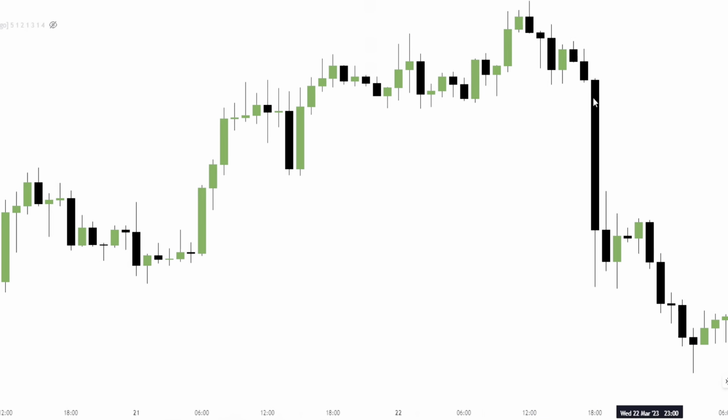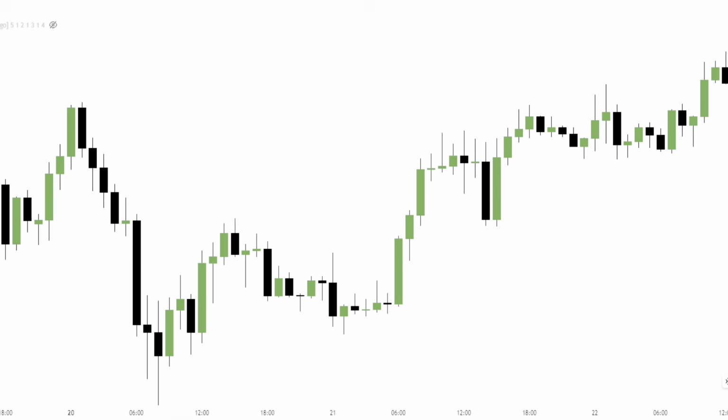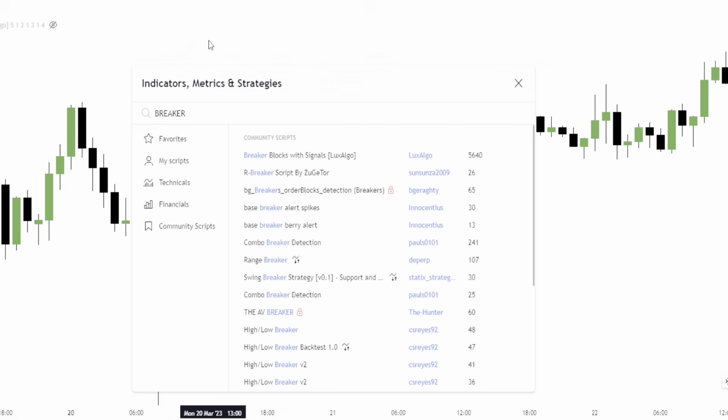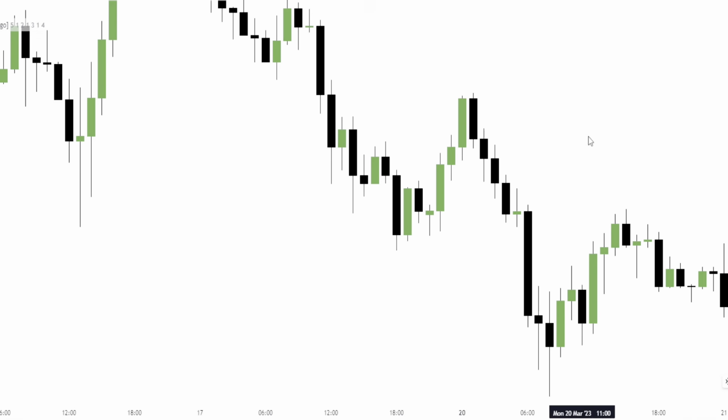Let me see if I can see more examples. And then there is this particular indicator you can use if you are struggling with finding a breaker block. You're going to search for it. It's called Breaker Blocks by LuxAlgo, this one. If you activate this indicator, you're going to see it delineate all the locations for you.